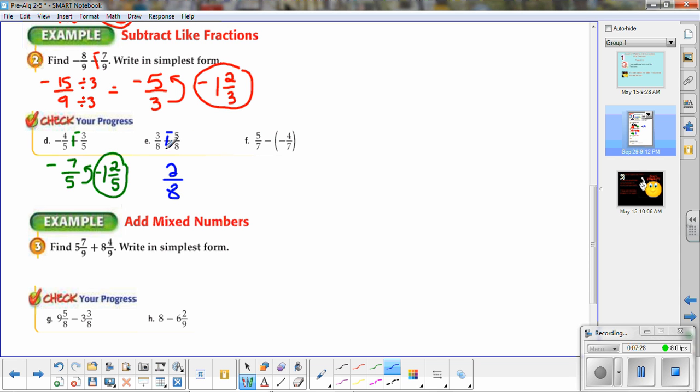And since this is the fraction with the largest absolute value and it's negative, our answer is going to be negative. Now we just need to simplify it by dividing both the numerator and denominator by 2. And you end up with negative 1/4.